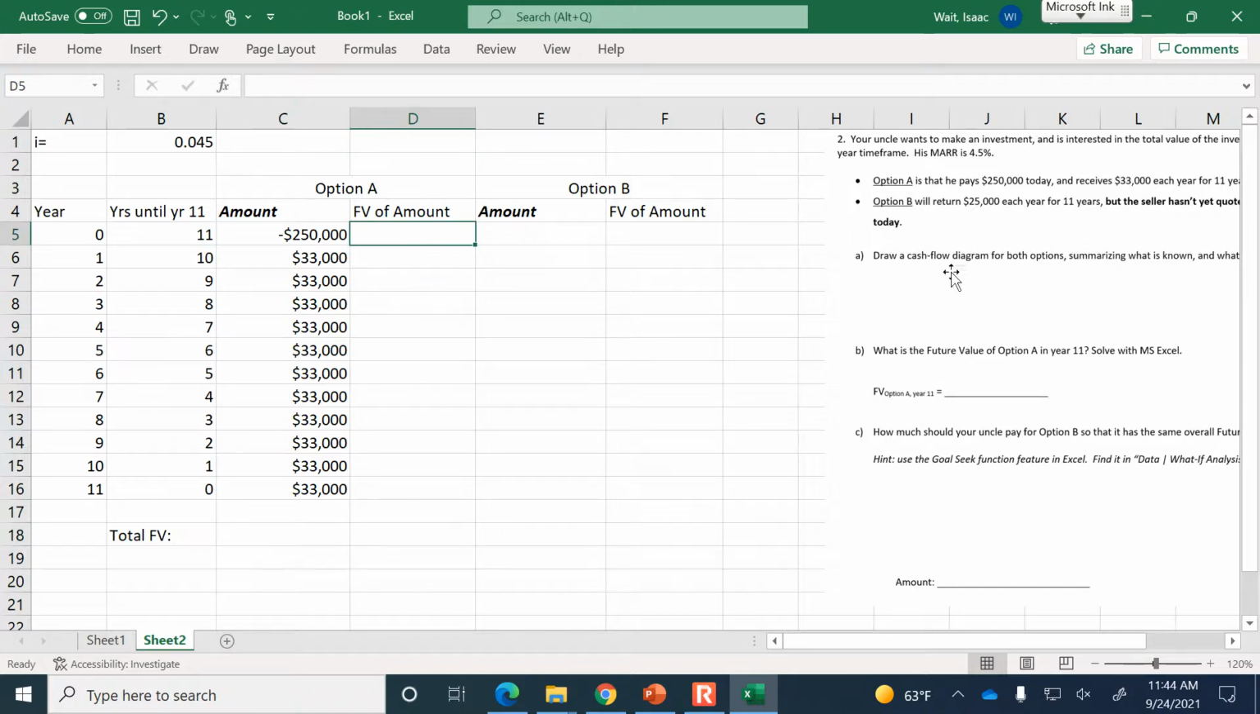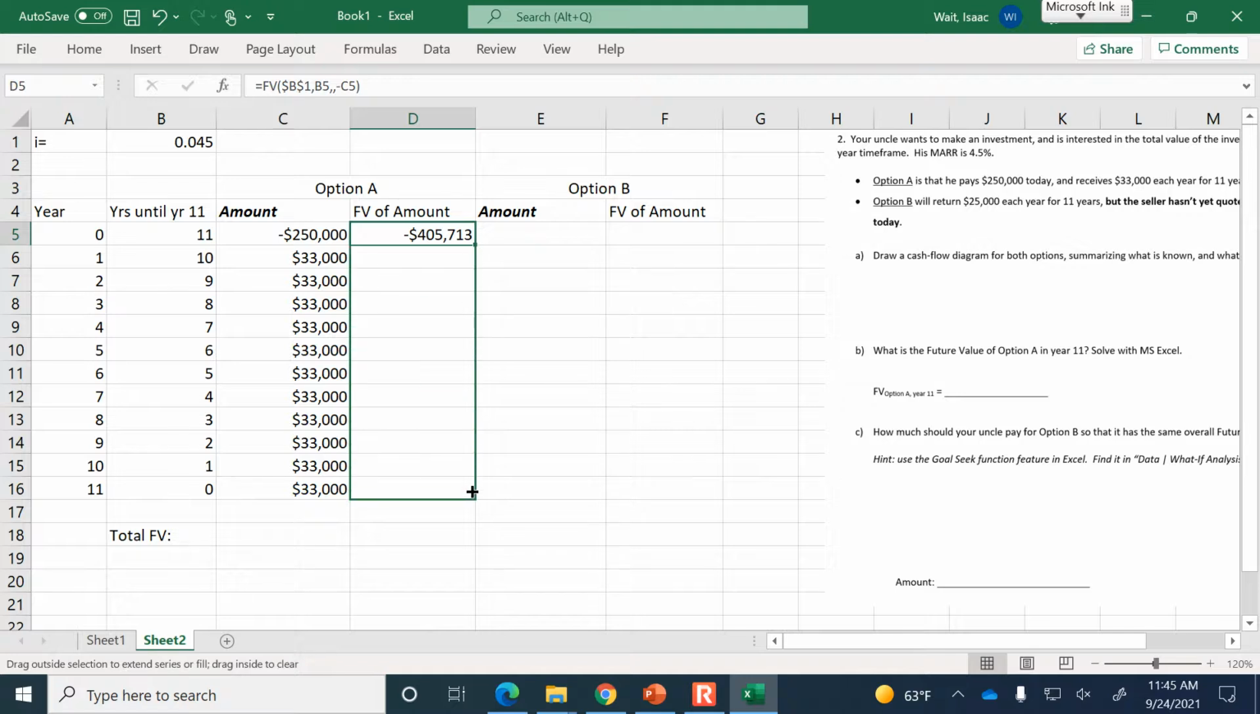Now, okay, so what's the future value of option A in year 11? Solve with Excel. Okay, so equals FV. The interest rate is 4.5%, so I'm clicking in that location. NPER is the number of years into the future that this amount needs to be compounded. Skip over the payment field, and minus of the amount goes into the present value section of this equation. So $250,000 now is like having to pay $405,000 11 years in the future.